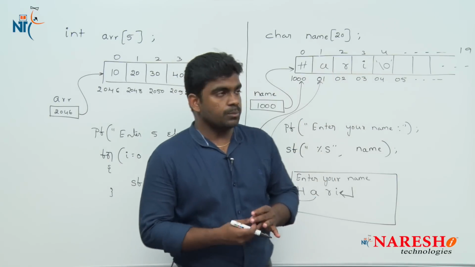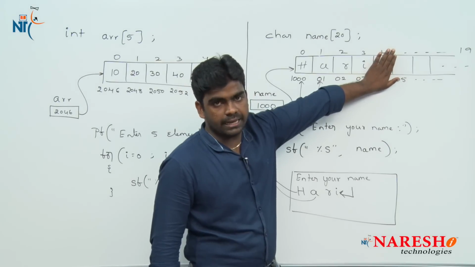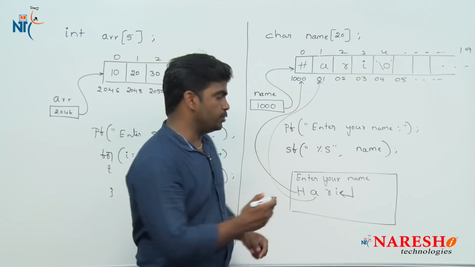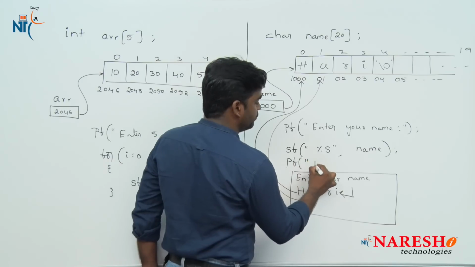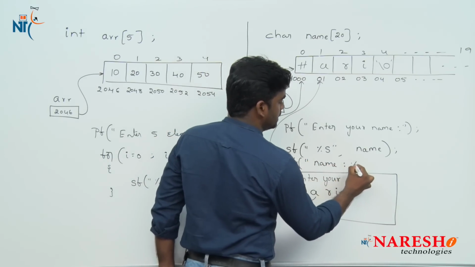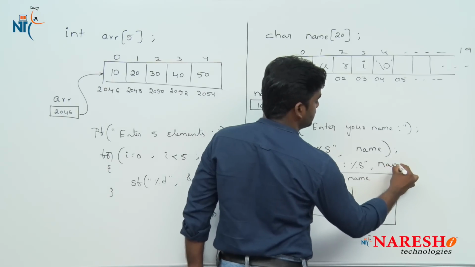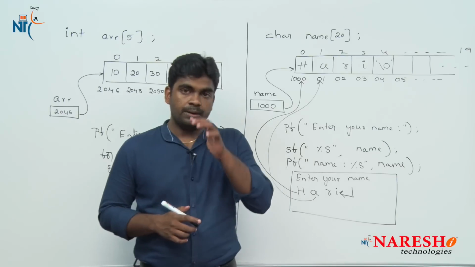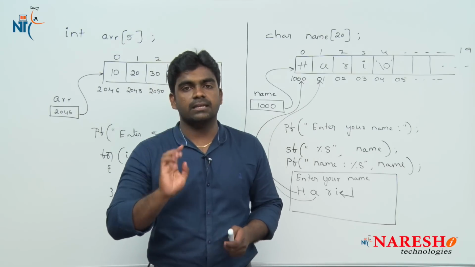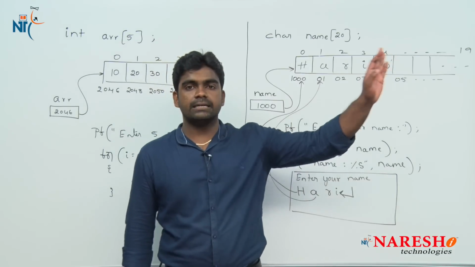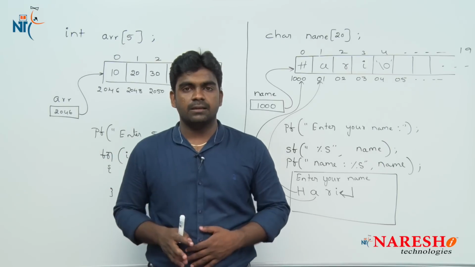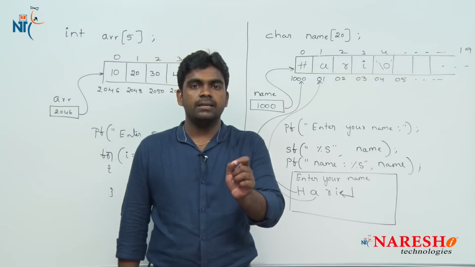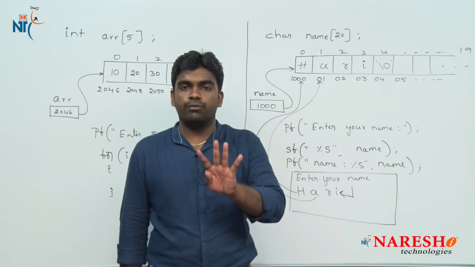Sir, why? Suppose it is not placing the null character, whenever you are printing the data, suppose I want to print the value: printf name %s. Whenever we are printing the name, how many characters will it print? All the 20 characters? No, because the input has only 4 characters. Then how can you print all the 20 characters? What about the remaining characters? Some garbage characters it will print. That is not possible.